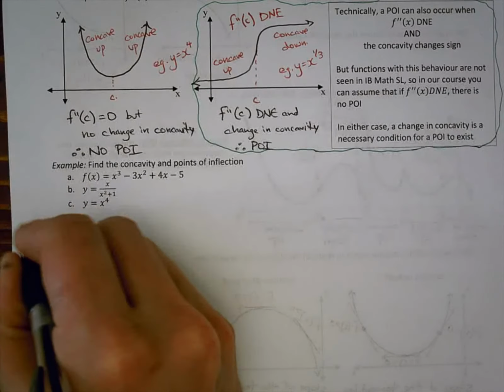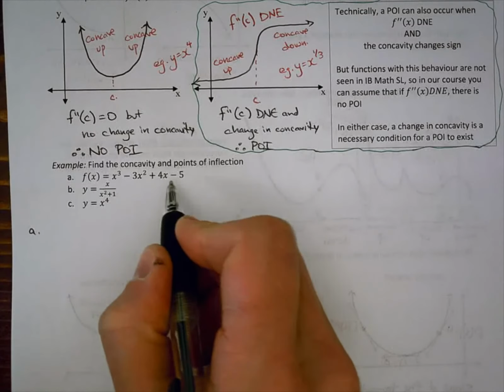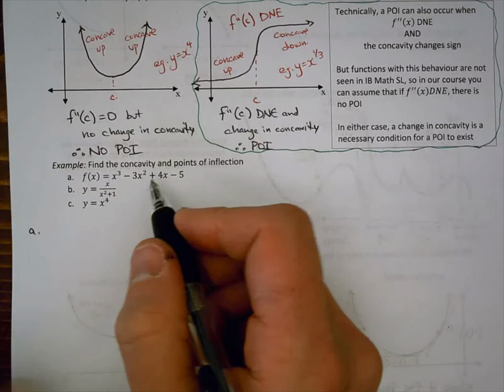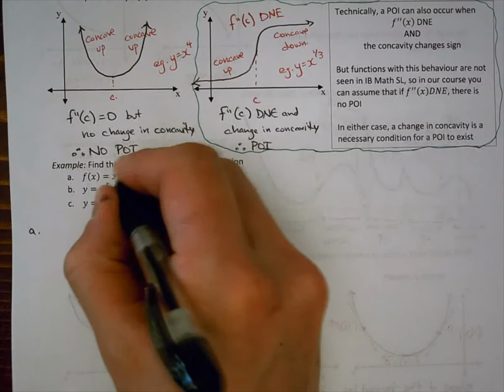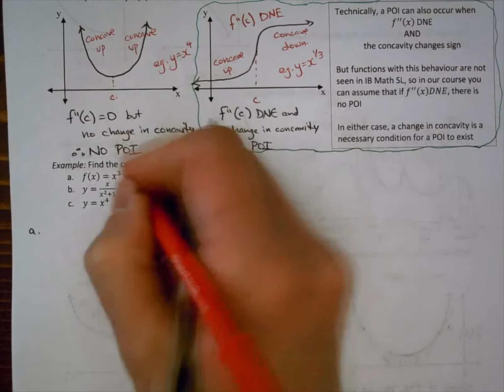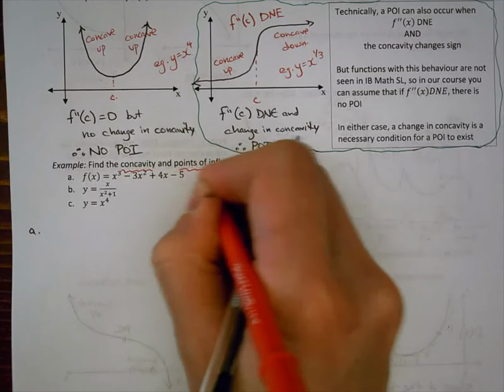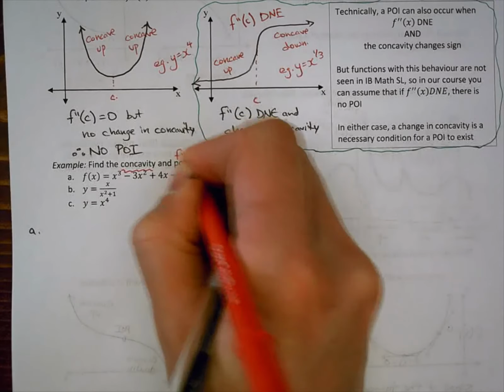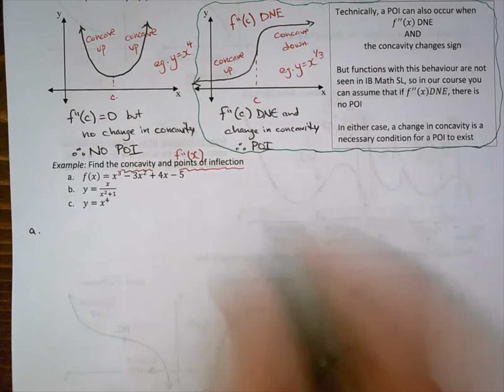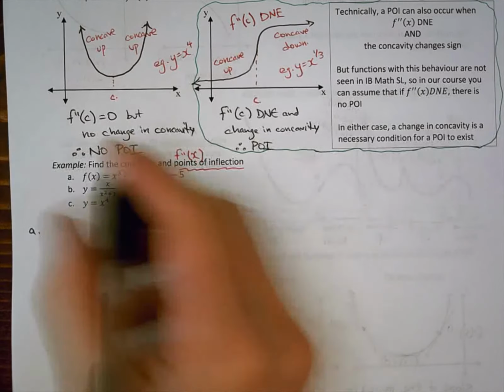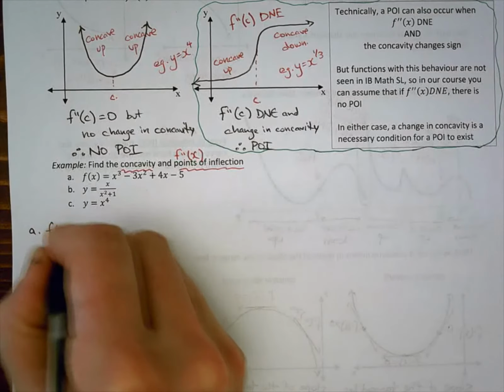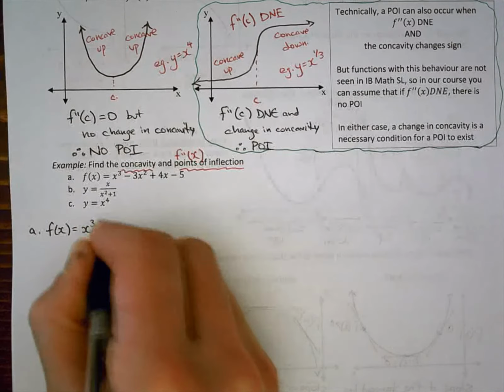Okay, so when we're talking about concavity, we're talking about the second derivative. So right off the bat, when you see these words, concavity and points of inflection, I'm going to just underline in red, this is telling you find the second derivative. So even if you don't remember anything from this lesson, those words should be a big hint to you. So let me write this function out.